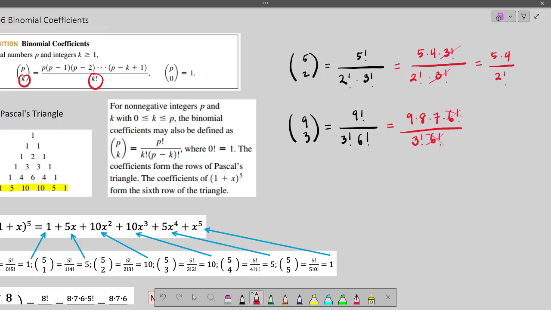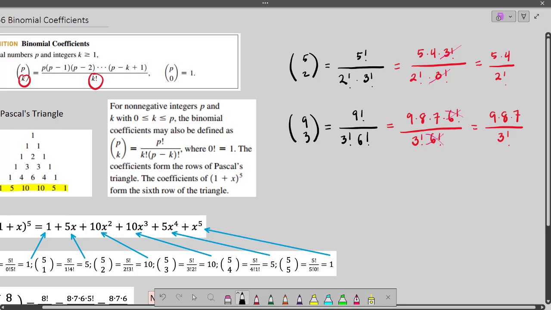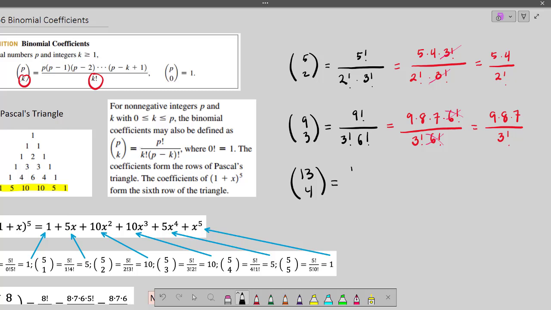And we are left with 9 times 8 times 7. So we're left with 3 factors, the lower number, in the numerator, and a 3 factorial in the bottom. So if we wanted to go directly to that, if we had something like 13 choose 4, let's just cut to the chase. We're going to do 13 times 12 times 11 times 10 divided by 4 factorial.